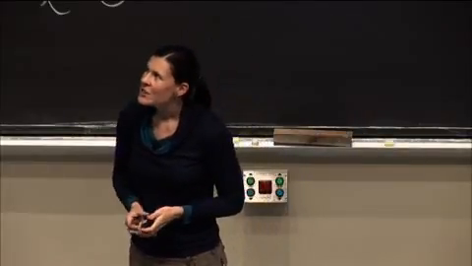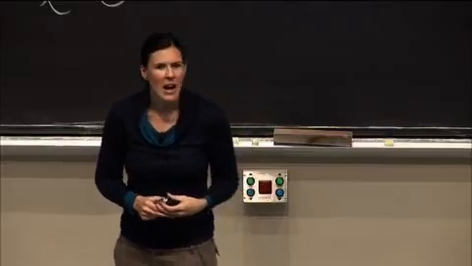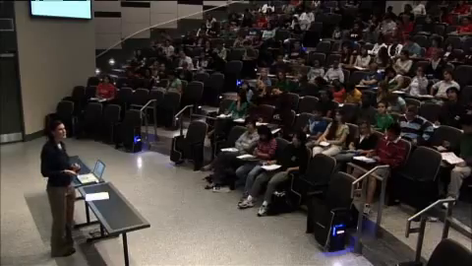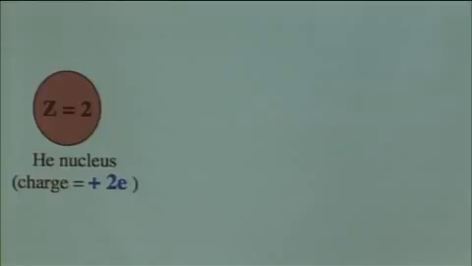So let's take two cases of shielding, for example the helium atom. So what is the charge on a helium nucleus? What is Z? Yep, so it's +2. So the charge is actually just equal to Z. We can write +2, or we can write +2e. e just means the absolute value of the charge on an electron. When we plug it into equations, we just use the number. The e is assumed there.